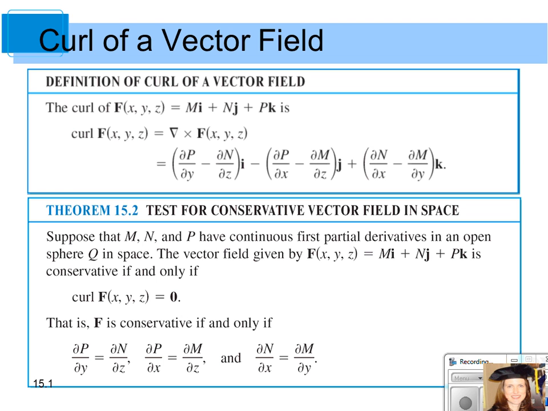Now the way we test for a conservative vector field in space is by calculating the curl. If the curl is equal to the zero vector, we can say that F is conservative. And in order for this curl to equal zero, each of these partial derivatives must be equal.